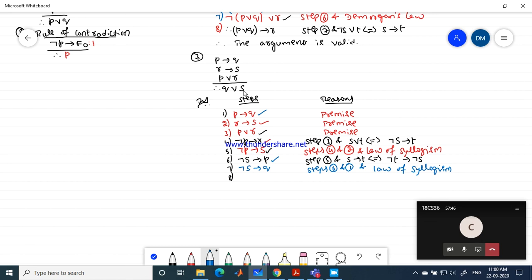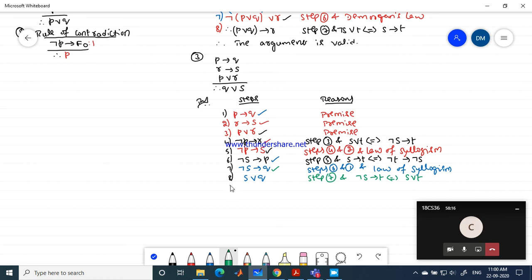But I don't want my answer in terms of implication. I want the answer in terms of S and Q. So I can rewrite this one as S disjunction Q. This came from step number 7, and negation S implies T is always logically equivalent to S disjunction T. So now S disjunction Q is there. I want Q disjunction S.